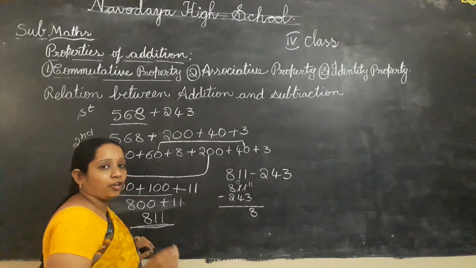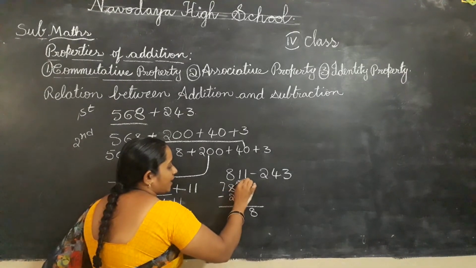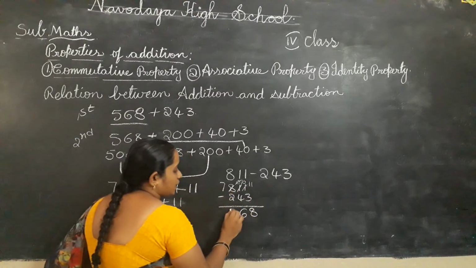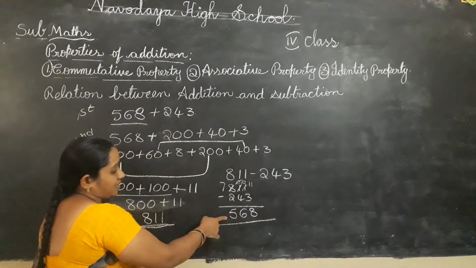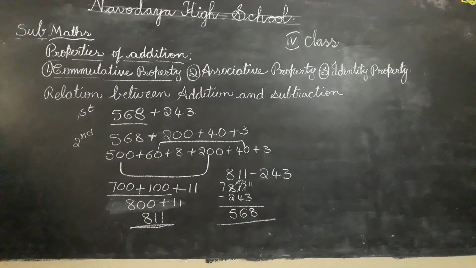0 minus 4 not possible. Get borrow. 8 becomes 7. 0 becomes 10. 10 minus 4, 6. 7 minus 2, 5. Then we will get the first game points, 568. So it is the relationship between the addition and the subtraction, children. One can understand the relationship between addition and subtraction. Observe this on a number line. Then you will write the number line also, children.